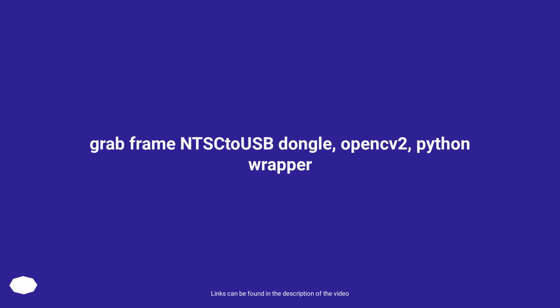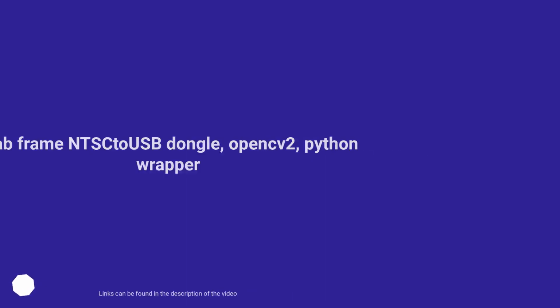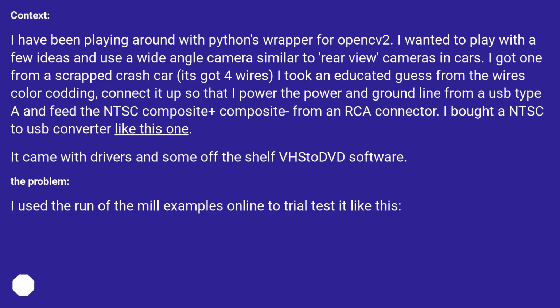Grab NTSC to USB dongle, OpenCV2, Python wrapper. Context: I have been playing around with Python's wrapper for OpenCV2. I wanted to play with a few ideas and use a wide-angle camera similar to rear-view cameras in cars. I got one from a scrapped crash car.